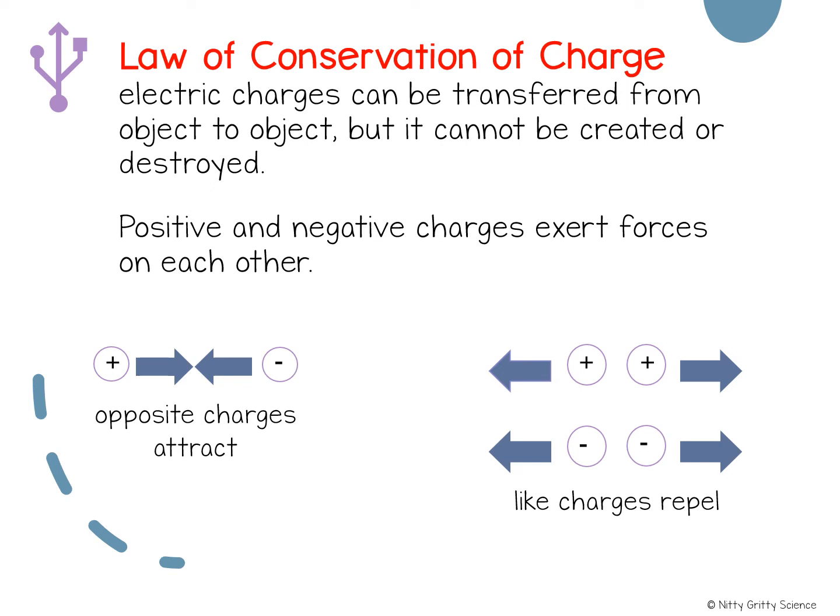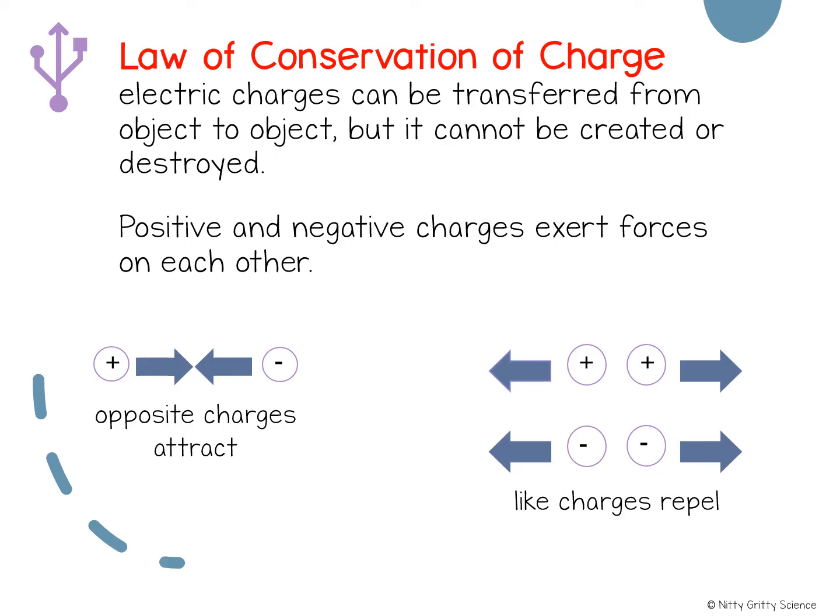When an object is charged, those charges, whether positive or negative, cannot be created or destroyed. Usually what is happening is electrons move from one object to another. According to the law of conservation of charge, charge can be transferred from object to object, but it can't be created or destroyed. Whenever an object becomes charged, that means electrical charges have moved from one place to another.